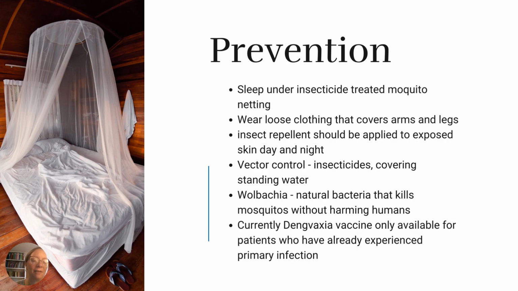Currently, dengue vaccine is only available for patients who have already experienced primary infection, and that is because if someone gets the dengue vaccine without having a primary infection, if they get infected by a different serotype after receiving the vaccine, it could lead to them having dengue hemorrhagic fever or dengue shock syndrome because your body is treating it as a secondary infection. So there's only vaccines available for people who have already had an initial infection with a serotype of dengue fever.